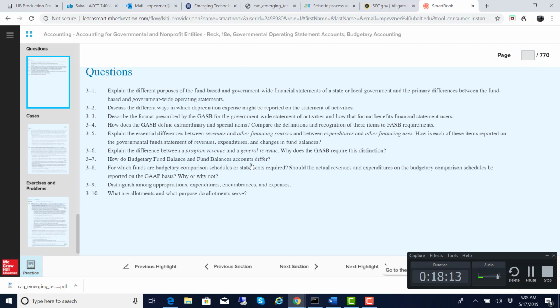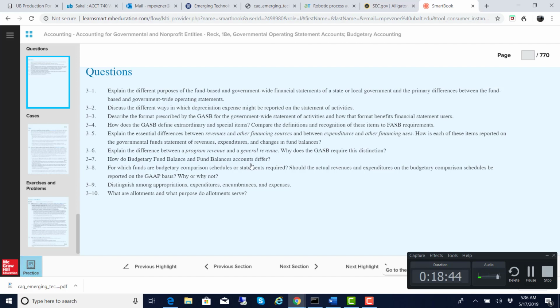This is question 3.8. For which funds are budgetary comparison schedule statements required? Should the actual revenues to expenditures on the budgetary comparison schedules be reported on a GAAP basis? Why not? Page 78 kind of gives us a nice discussion of that. And the bottom line is you should prepare budgetary accounts for any funds where there is a legislative budget, right?